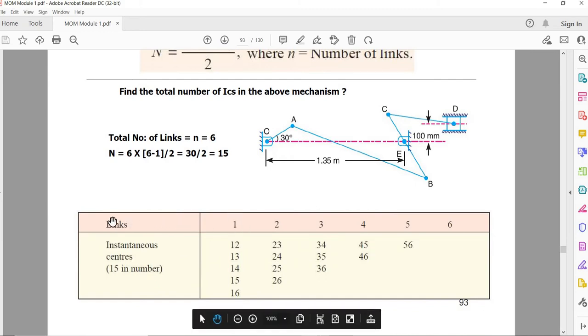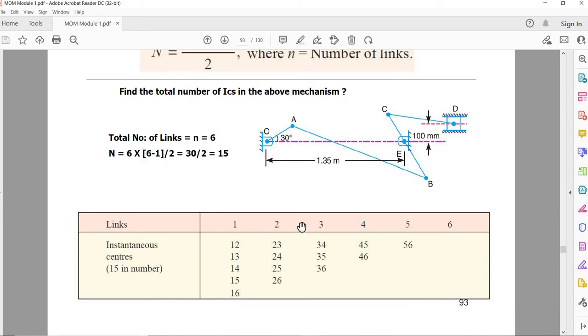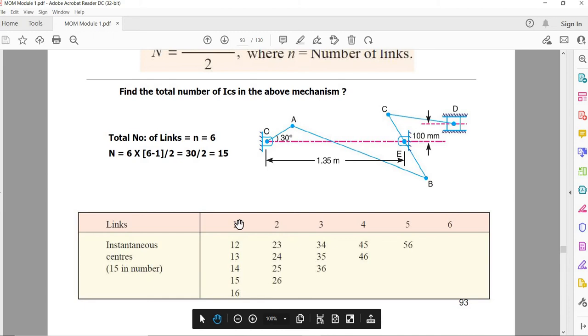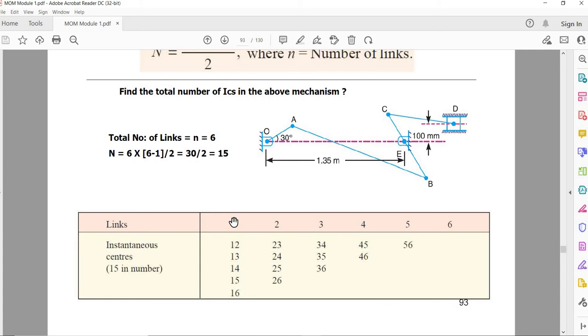In the top row you can write the links, that is 1, 2, 3, 4, 5, 6. These are various links. This is link number 1, the fixed link, and the crank is link 2, then 3, 4, 5 and 6. So you have to write all the links. Then you can write the instant centers. These are the instant centers related to the fixed link: 1 2, 1 3, 1 4, 1 5 and 1 6.